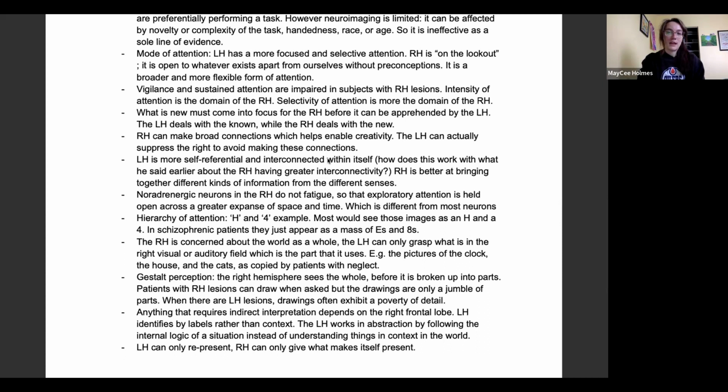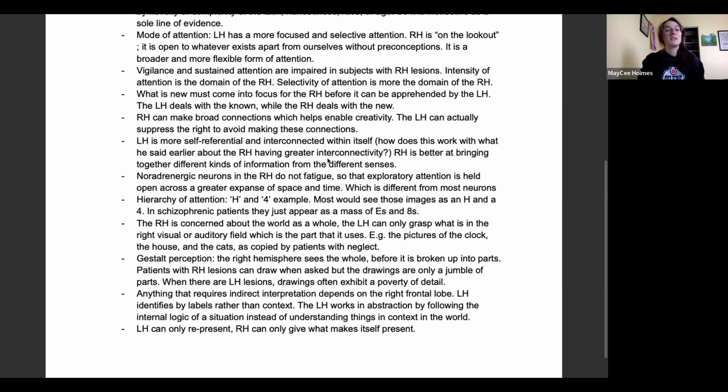Mode of attention. The left hemisphere has a more focused and selective attention. The right hemisphere is on the lookout. It is open to whatever exists apart from ourselves without preconceptions. It is a broader and more flexible form of attention. Vigilance and sustained attention are impaired in subjects with right hemispheric lesions, so you'd be relying on your left hemisphere.